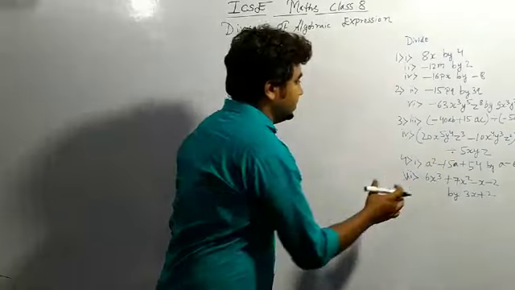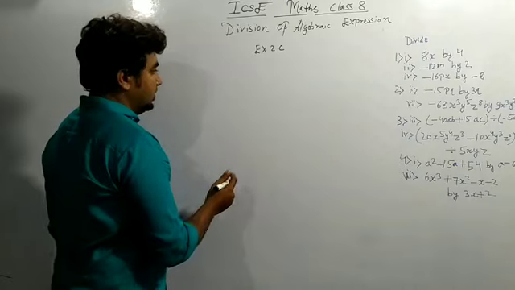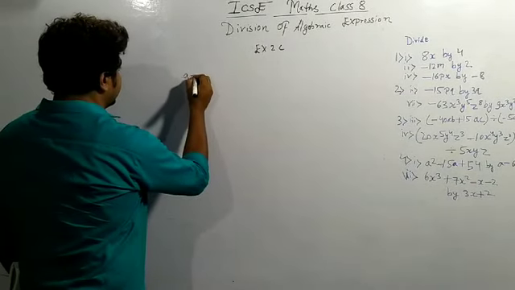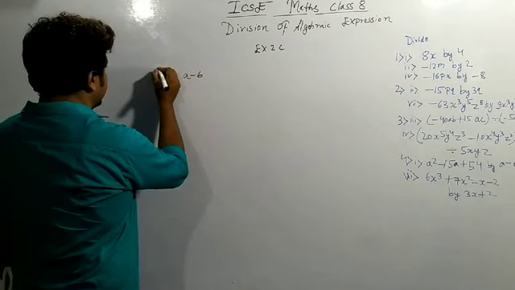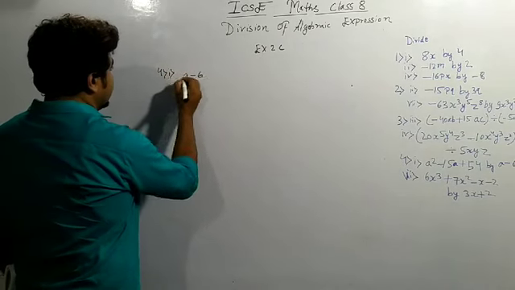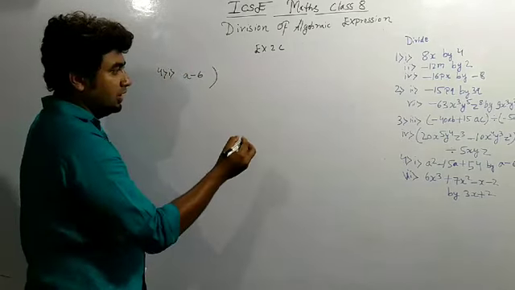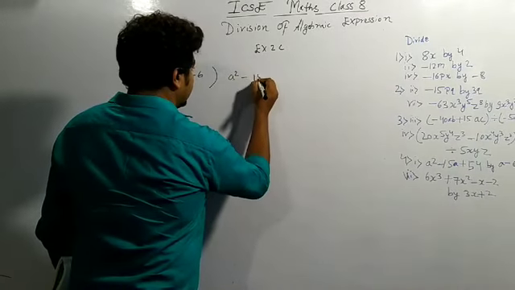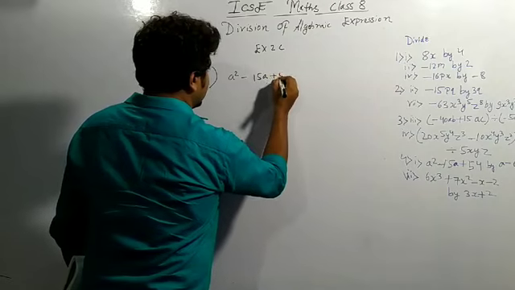This is known as dividend and divisor. Divisor is a minus 6. We'll be writing here a minus 6. This is 4 bit 1. A minus 6 I am writing here, and then a square minus 15a plus 54. This I am writing.